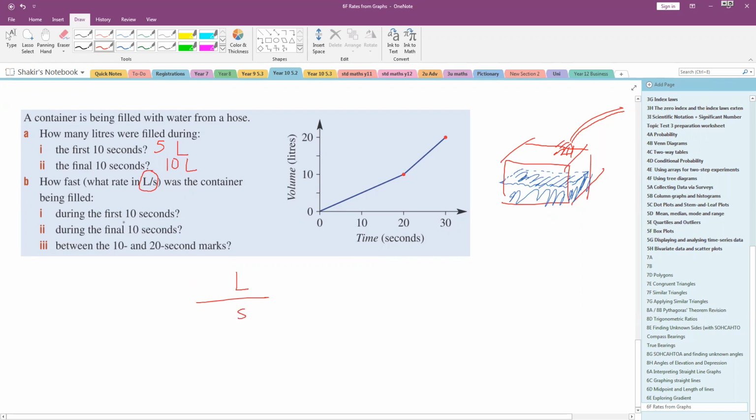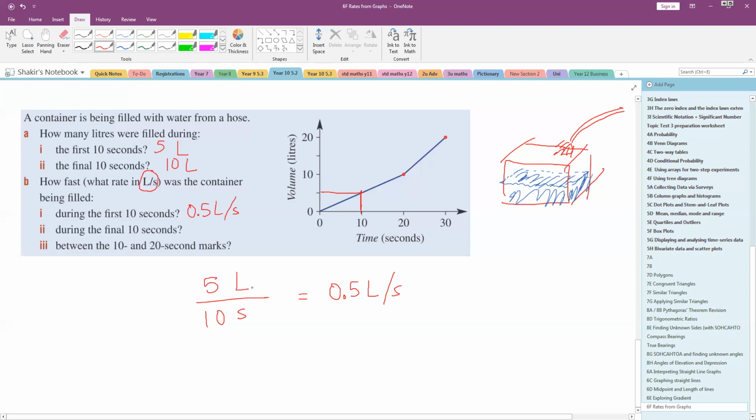So how many liters? In the first 10 seconds, how many liters? 5 liters, right? 5 liters. In how many seconds? 10 seconds. And so 5 divided by 10 is 0.5. 5 over 10, you can put on the calculator, you'll get half. Half, or you can think of it as 0.5, and then you just write down liters per second. Okay, 0.5 liters per second.